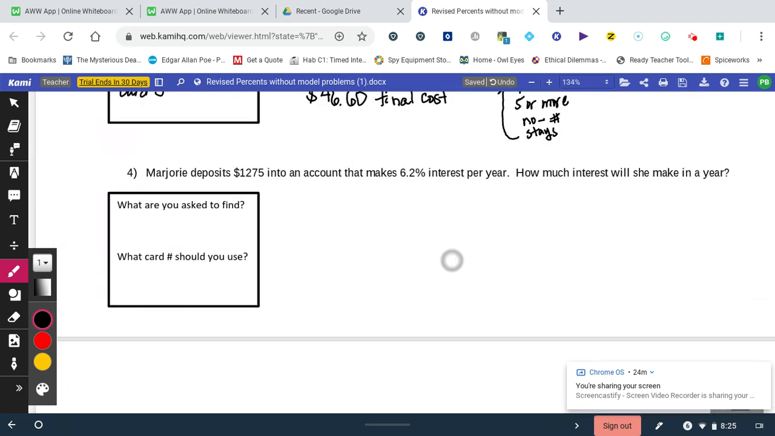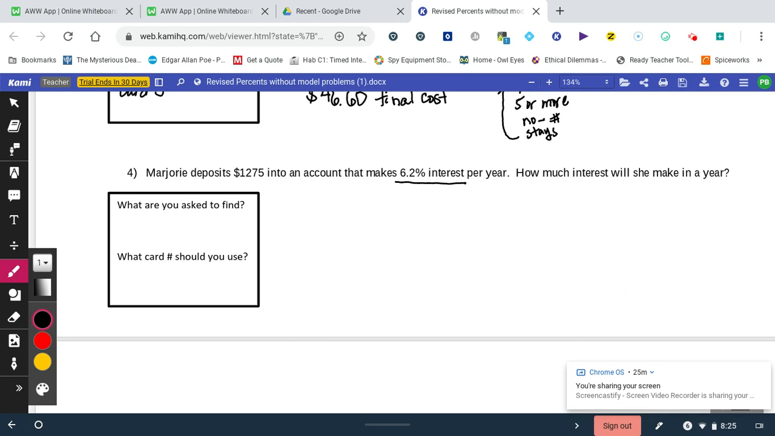Okay, Marjorie deposits $1,275 into an account that makes 6 2/10 percent interest per year. So 6 2/10 interest is like 6 pennies for every dollar. If you put $1 in the account, you get 6 pennies. You put $2 in the account, you get 6 pennies twice, which is 12 cents. You put $3 in the account, you get 6 cents three times, which is 18 cents. If you put, let's say, $8 in the account, then you're going to get 6 cents 8 times, which ends up being 48 cents.